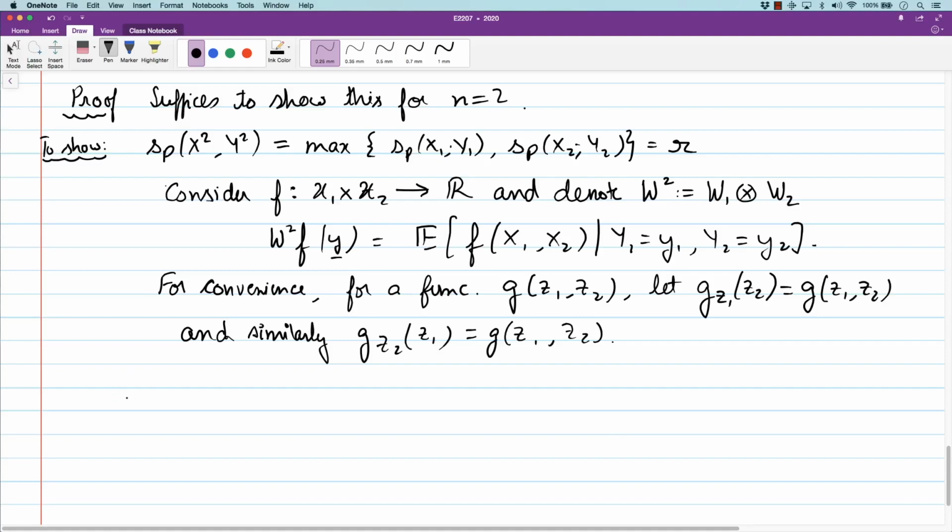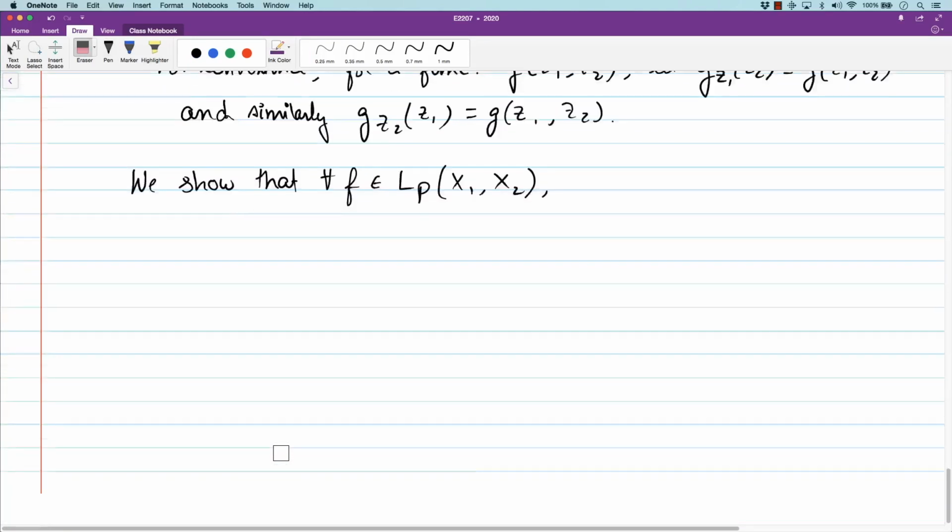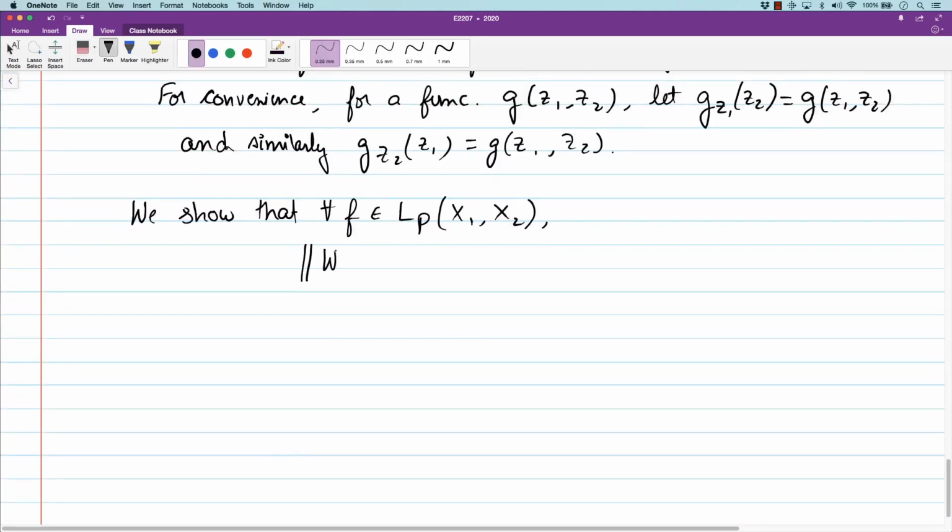So what do we want to show? Let's look at it. We show that for all f, expected values, the pth norm of W2 of f is less than or equal to the pth norm of f, with q and r in place. Okay, that will complete the proof.